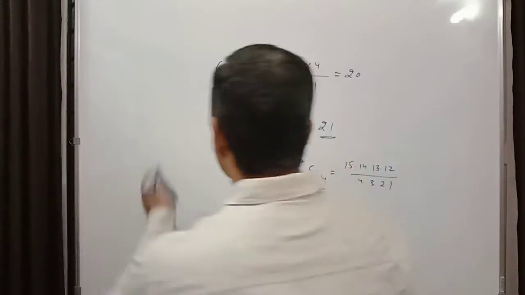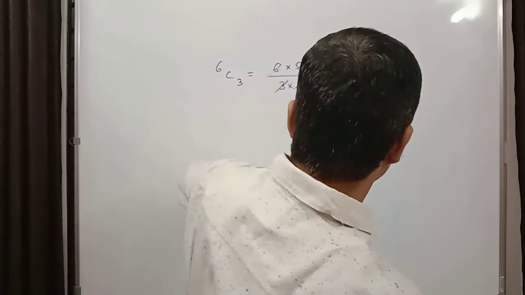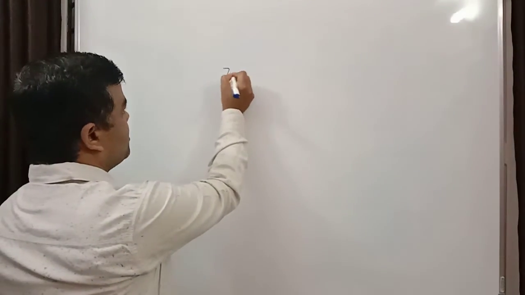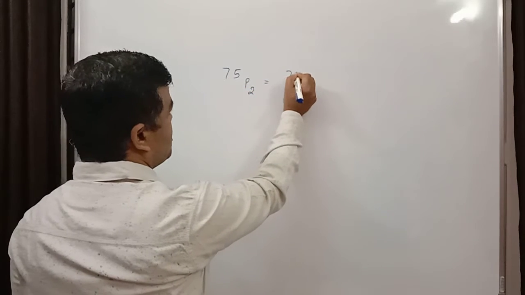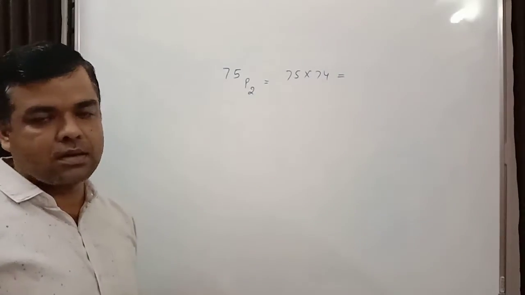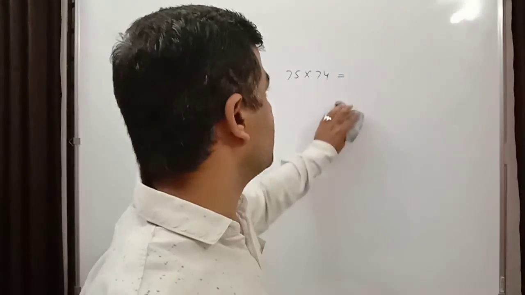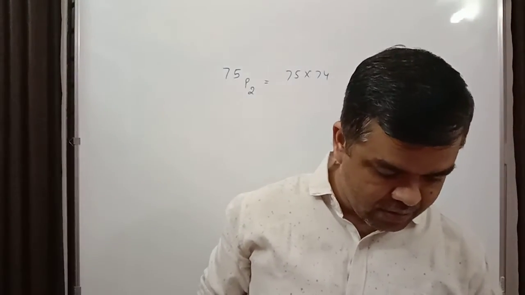Now suppose one question is asked: find the value of 75P2. Straight away you can do 75 into 74 and you will get the answer. No need to write factorials and all, just multiply and you will get the answer. So now we'll take the questions.